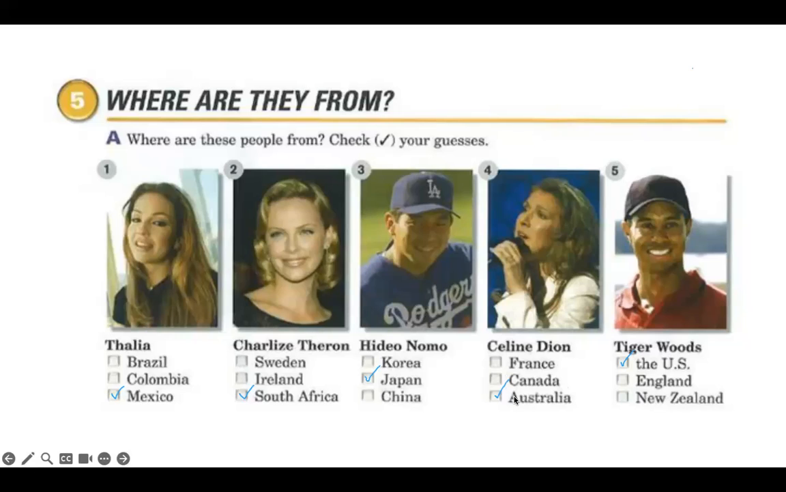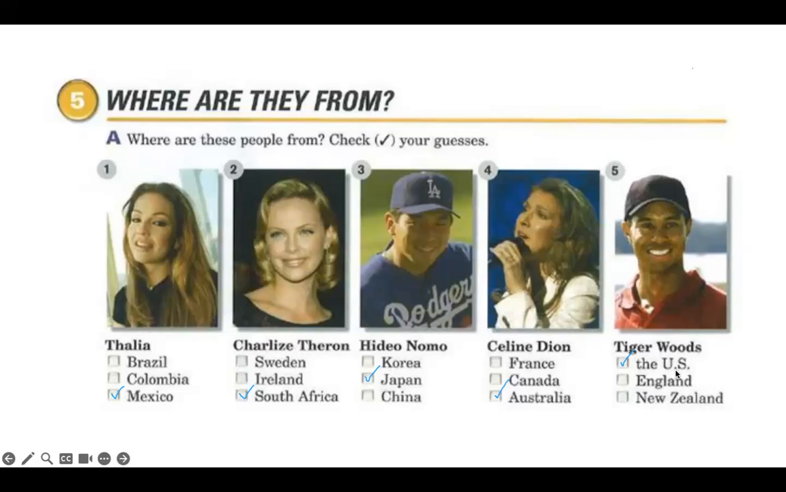Recuerden que esta A y la U se vuelven como una O. Australia. Australia. Yeah. Esto no suena como a U, suena como O. Australia. Yes. Excellent.